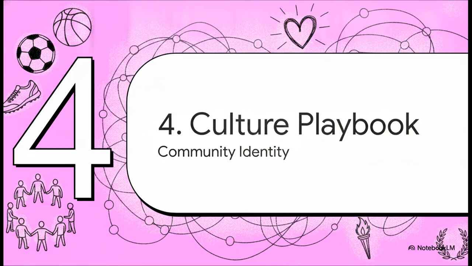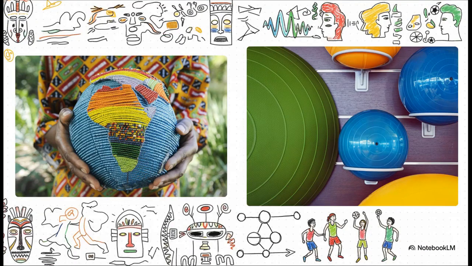Section 4, the culture playbook. Next up is the cultural side of things. Over this block, you'll be digging into the cultural origins of a sport, looking at how media stereotypes might actually influence who gets to play, and then designing an inclusion strategy. The whole goal is to make sure your lunchtime activity feels welcoming and respectful for everyone.